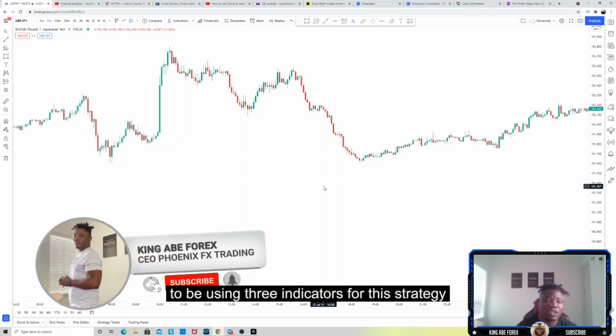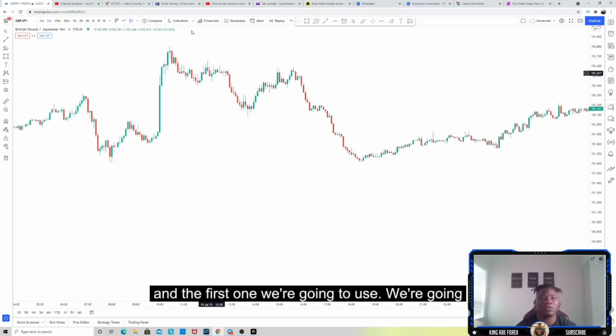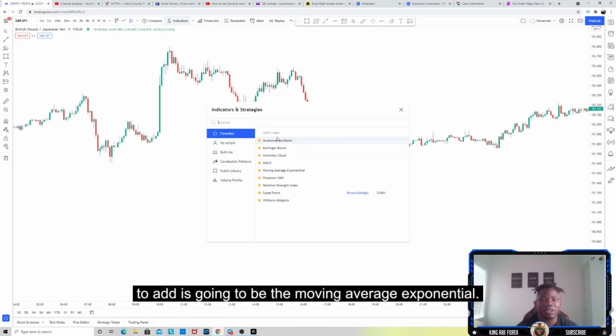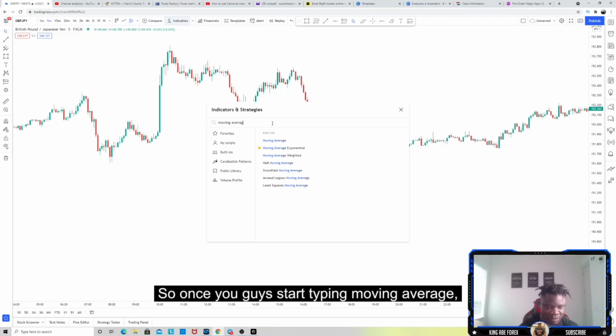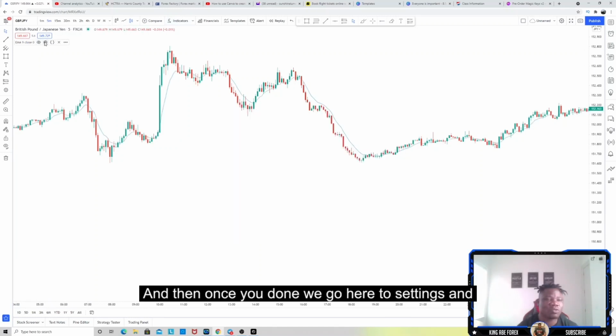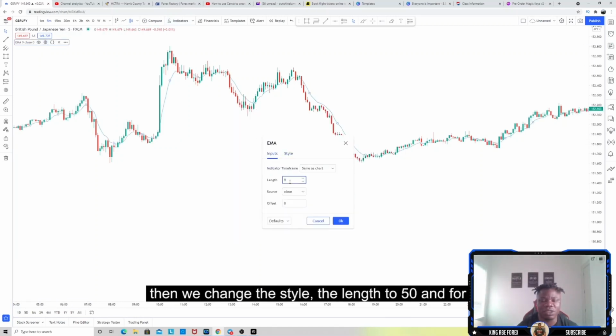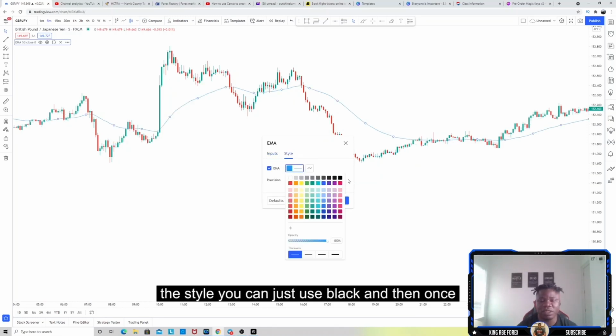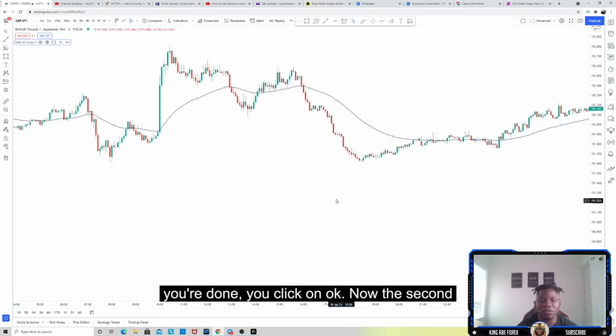We're going to be using 3 indicators for this strategy, and the first one we're going to add is the exponential moving average. Once you start typing moving average, you're going to see moving average exponential, EMA. Once you find it, add it as one of your favorites, and then click on it. Then go to settings and change the length to 50, and for the style you can just use black. Then click OK.